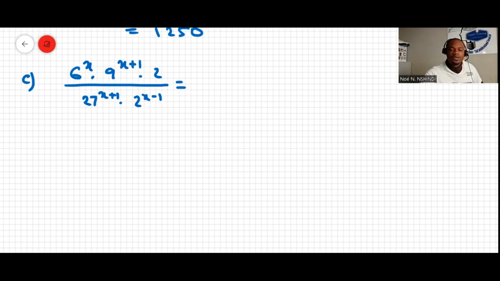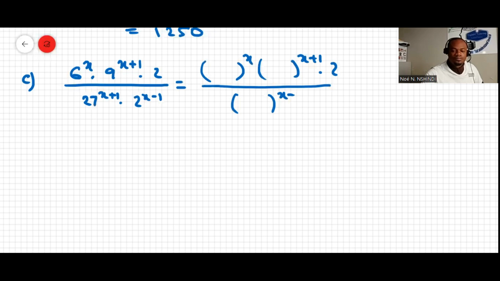Now we do the same thing. We're going to reduce each number here by its prime factors. Okay. You see that 6 is the same as 2 times 3. Okay, and then 9 is like 3 squared, and then 27 is like 3 to the power 3. Okay, so we can now split these.